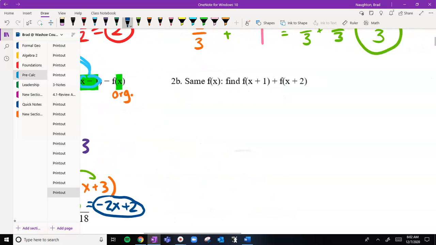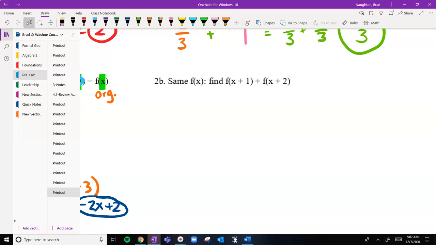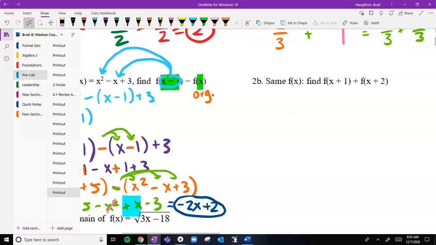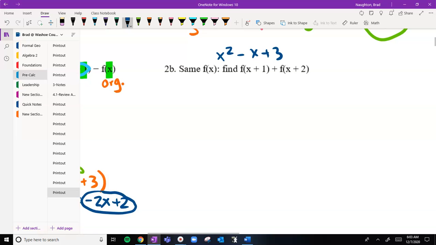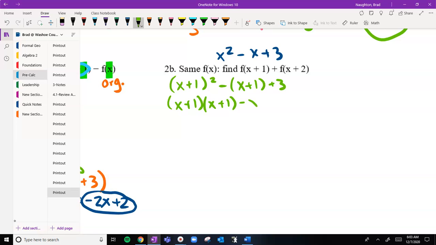So, ladies and gentlemen, let's go to B here. So this is going to be doing the same functions, but I got an x plus 1 and then an x plus 2. So I'm going to put that function up top so we can see it. That's x squared minus x plus 3. Alrighty, so let's first plug in the x plus 1. So x plus 1 squared minus an x plus 1 plus 3. So this is going to be x plus 1 times x plus 1, since it's x plus 1 squared. And then I might as well just distribute this minus here, minus x minus 1 plus 3.